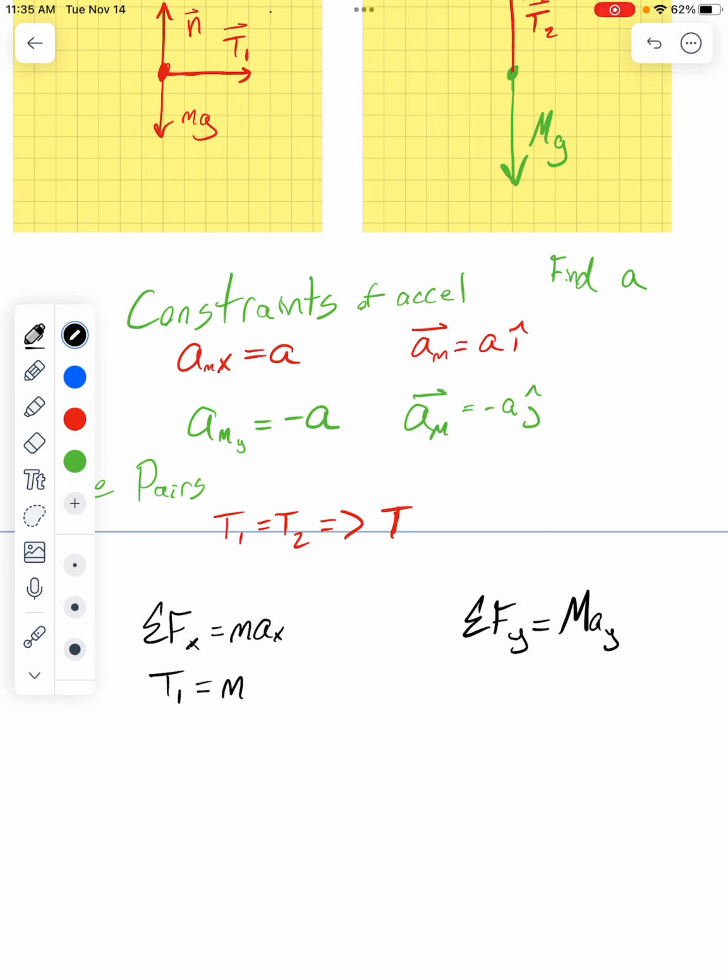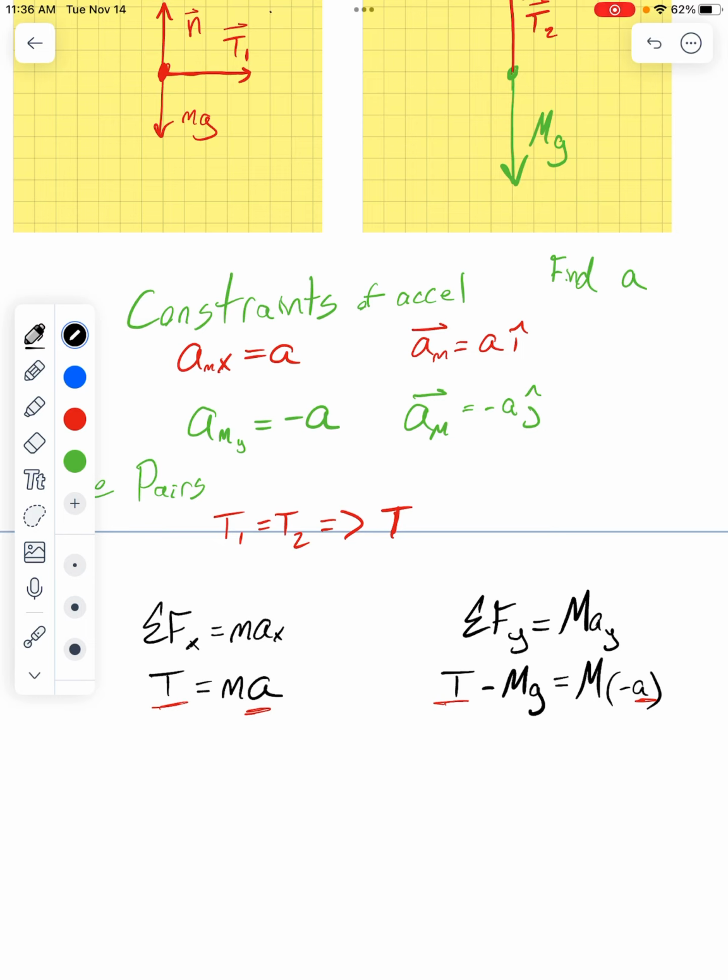And what is the acceleration in the x direction? It's a. And we already said that we'll call T1, the magnitude of that is equal to T. In the y direction, we have T2 pointing up, we have weight pointing down, and that is equal to the mass times the acceleration in the y direction, which is negative a. And just like before, the magnitude of T2 is just what we're calling T. Well, this might look familiar. We've got two equations, two unknowns.